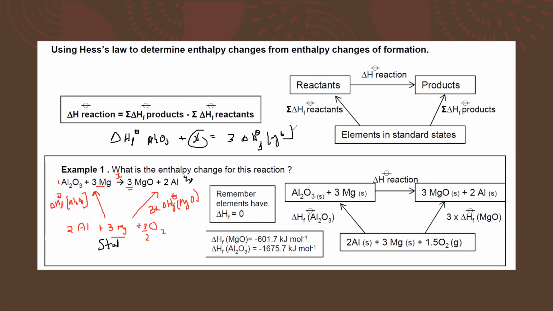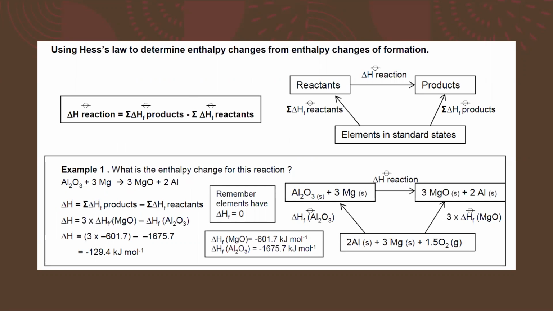If we need X, this will move to the other side and we will get the value for X. So you can see 3 multiplied by formation of magnesium oxide minus formation of aluminium oxide. What we will get is the enthalpy change of this reaction. So this is the technique you will use. You will have reactant and product, but you will add a link. And how will you know what link you should add? If the reactant formation is given, you will add this link of elements. Is it clear? Because there are different types of questions related to Hess law. This is one of them.